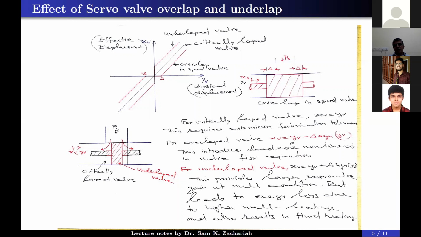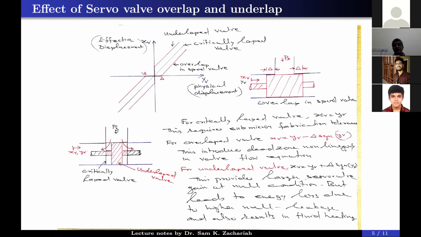Okay, that also I have written only for the greater than delta case or less than delta case. So this will be complete when we are really modeling. You have to consider this case also: when the magnitude of YV is within delta, XV is equal to 0, also you have to write.